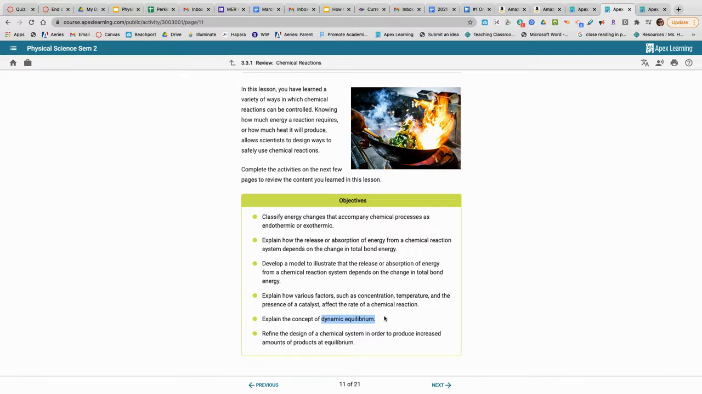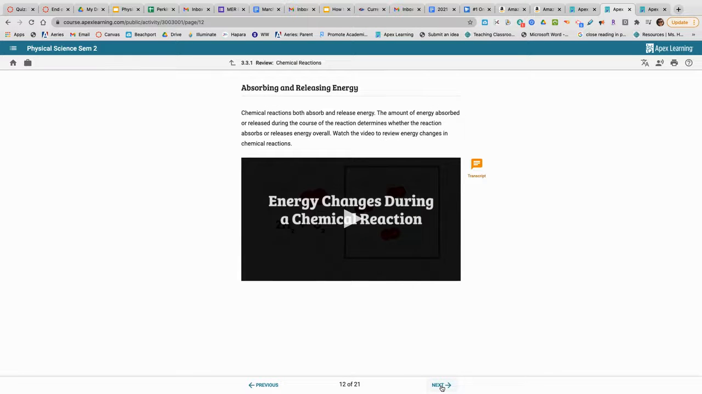Explain dynamic equilibrium. And refine the design of a chemical system to produce increased amounts of product at equilibrium. So that's Le Chatelier's principle that they're referring to there. Okay, absorbing and releasing energy.